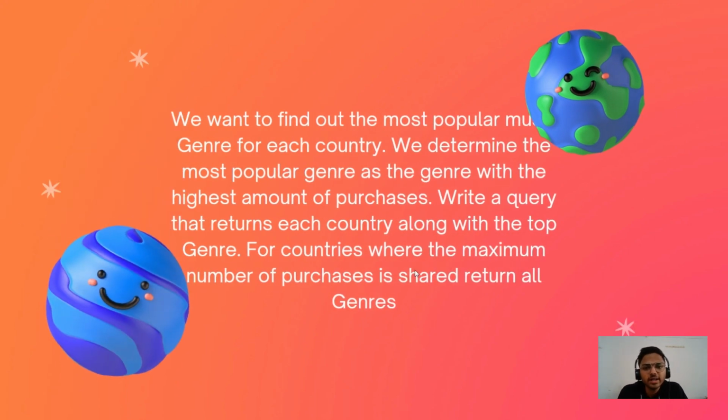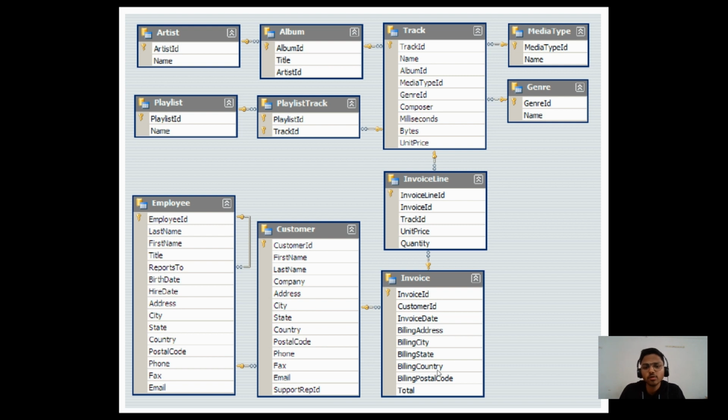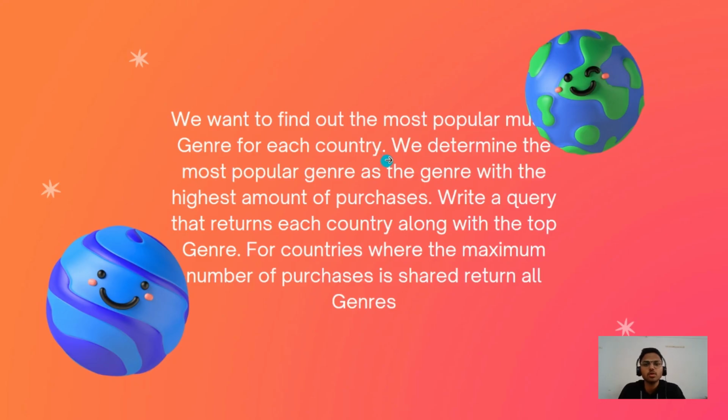Now we want to find out the most popular music genre for each country. We already know that country is present in the invoice table, and you need to find the most popular genre. It may be rock or it may be something other.